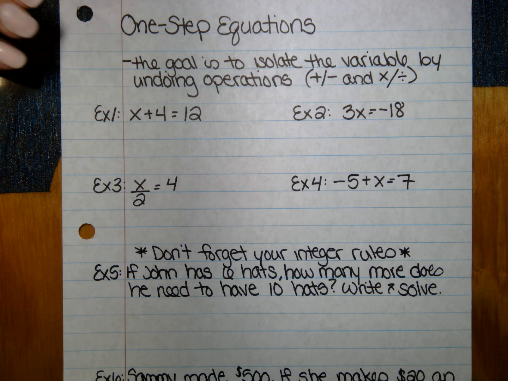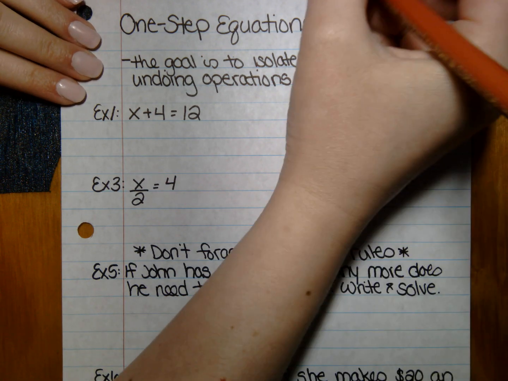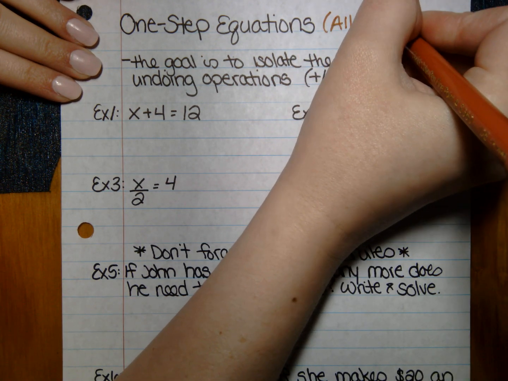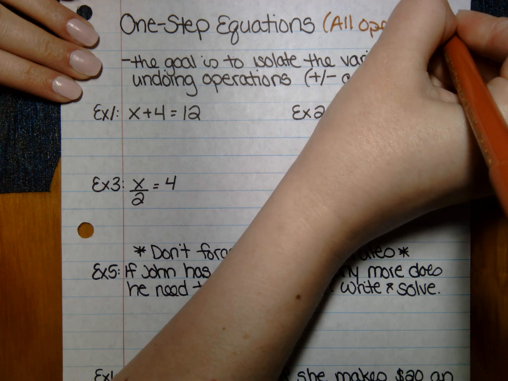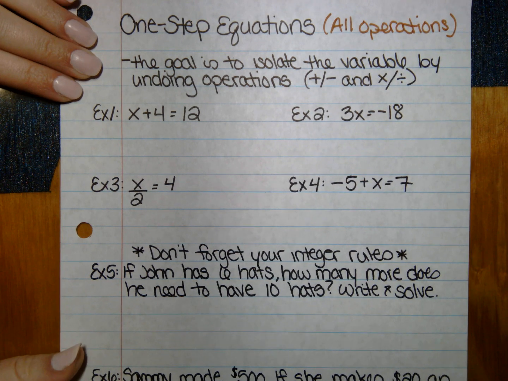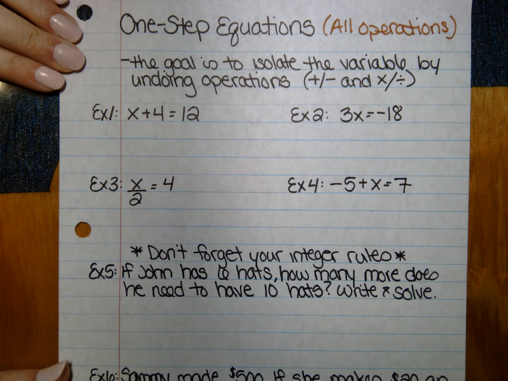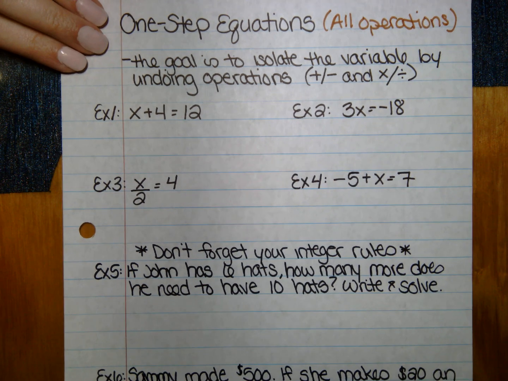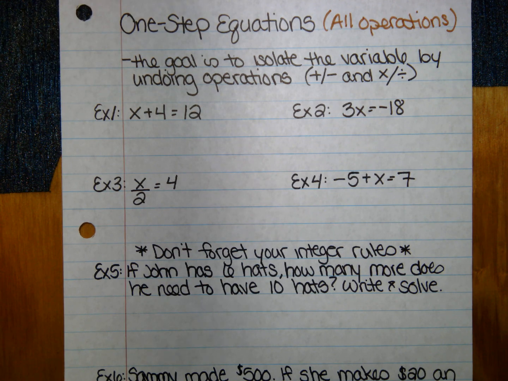One-step equations. This is one-step equations with all operations. So, adding, subtracting, multiplying, and dividing. The goal for these is to isolate the variable by undoing the operations. Isolating means getting that variable by itself.